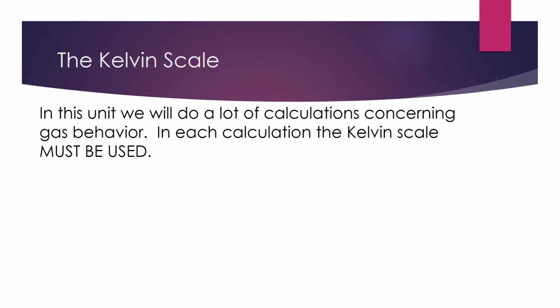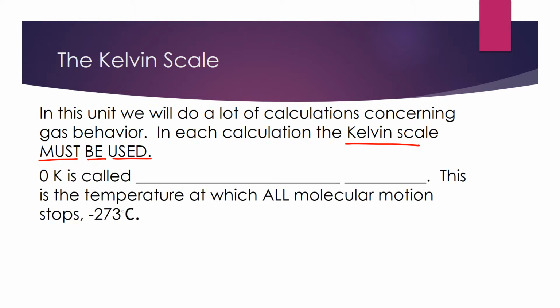Now we're going to look at how the pressure of a gas changes as we change the volume of the container or the temperature that the gas is in. Whenever we use temperature in these equations, we have to use the Kelvin scale. The Kelvin scale must be used. So if you're ever given a temperature in Celsius, the first thing you need to do is convert it into Kelvin. So let's talk about this scale.